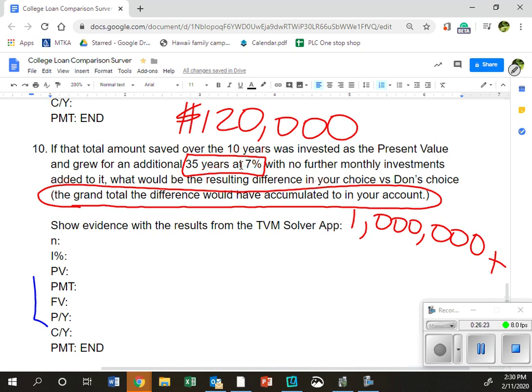Not that you shouldn't take loans for college. Totally understand that a lot of people are going to take loans for college. But be careful of taking the big loans.